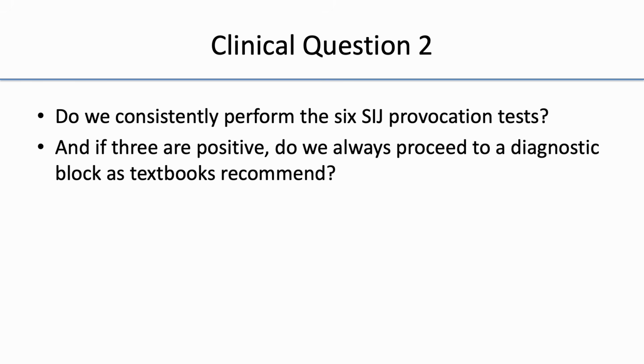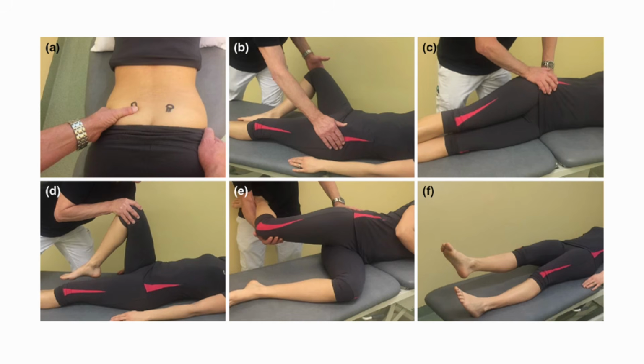Second, when you suspect sacroiliac joint pain, do you routinely perform the 6 physical provocation tests, and if 3 of them are positive, do you proceed to a diagnostic block? Many textbooks recommend this approach. But in real clinical practice, how consistently do we actually follow that pathway?